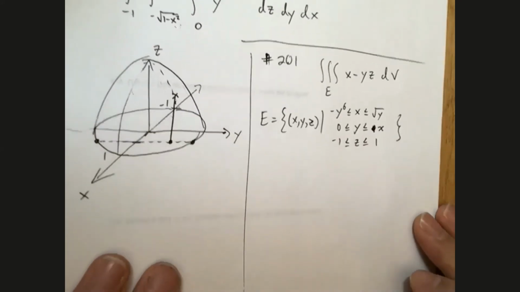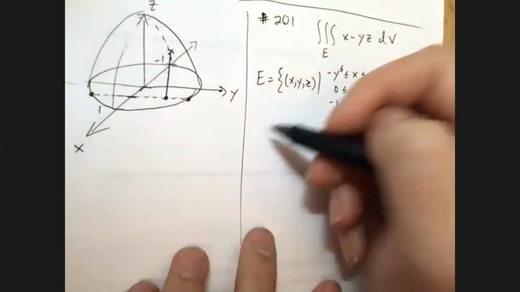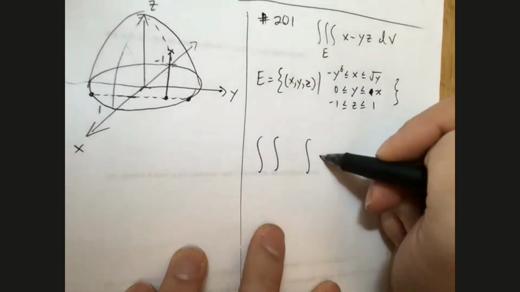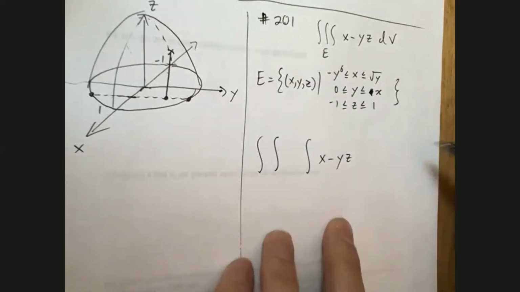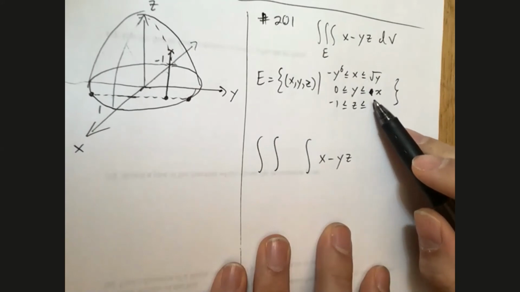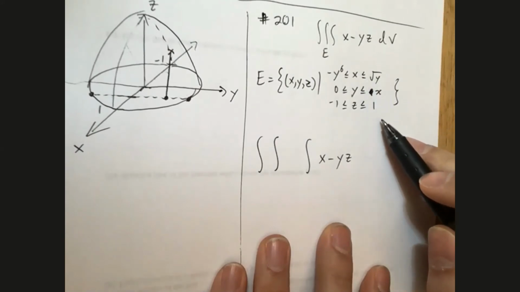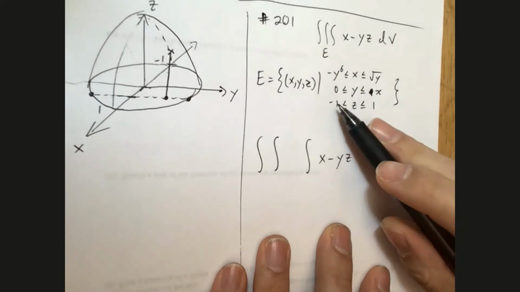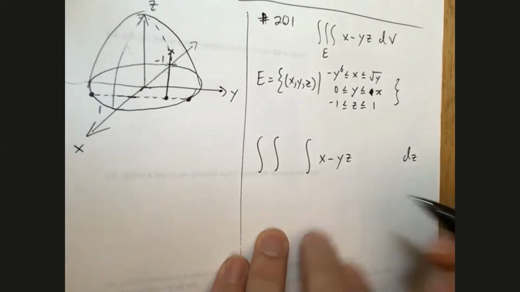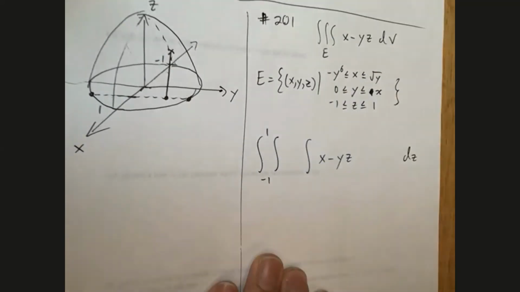All right. Well, when I set up this integral, which one has the simplest bounds? Well, in this case, it's z. Z's bounds are just constants. So in this case, z should be on the outside, and z is going from -1 to 1.